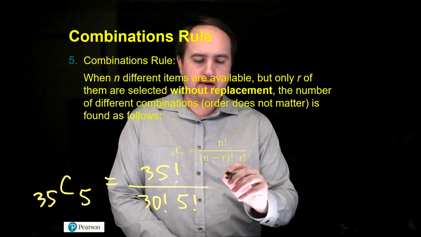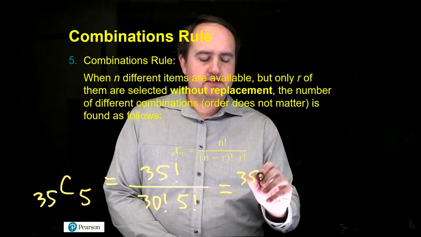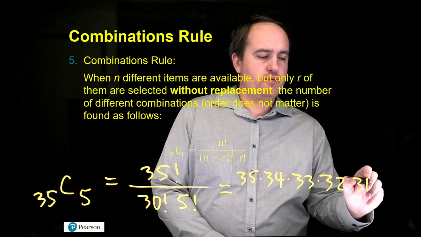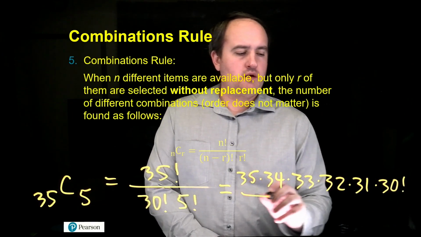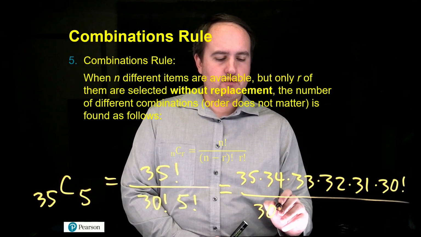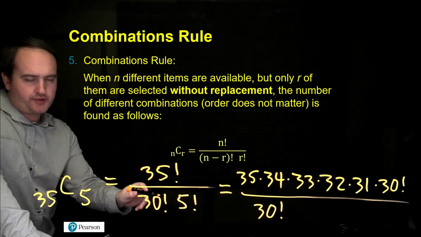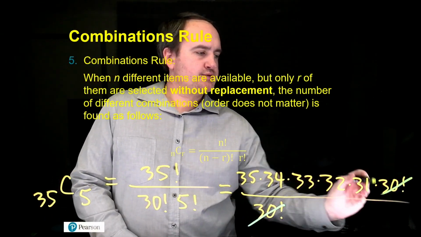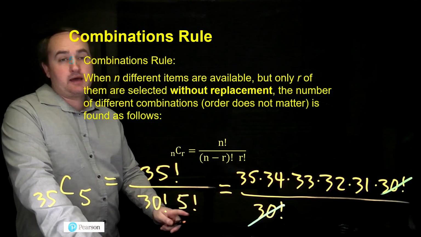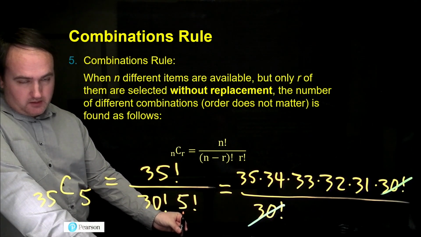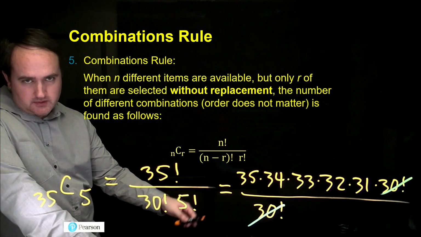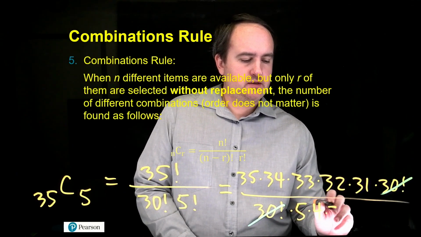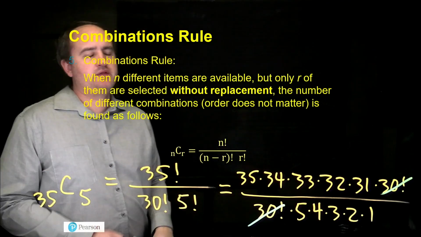Okay, so let's see that process. So we've got 35 times 34 times 33 times 32 times 31 times 30 factorial, all over 30 factorial. Notice that I stopped at the bigger factorial on the bottom, which is 30 factorial. So then I'm able to cross out those 30 factorials. And then the other thing we had in the denominator was the 5 factorial. But we could just write that out. So that's 5 times 4 times 3 times 2 times 1 in the denominator.